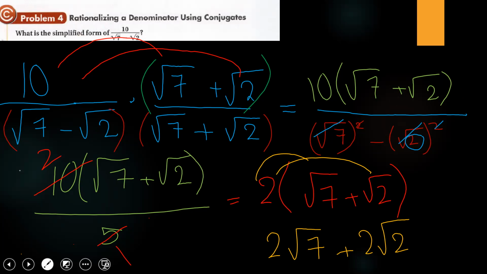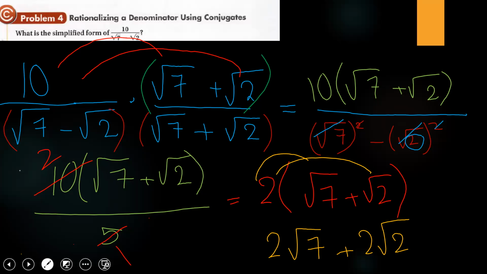Then as you see here, we have 5 in the denominator and 10 in the numerator. It can be simplified, is it right? It can be divided, 10 and 5. Divide by 5, divide by 5. So we have 2 times square root of 7 plus square root of 2. To multiply them, we have to use the distributive property. So we say it is 2 square root of 7 times 2 square root of 2. Is it clear?